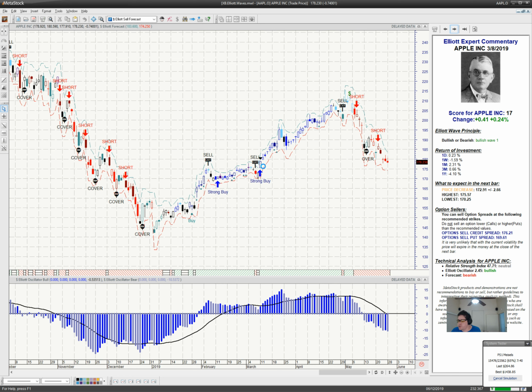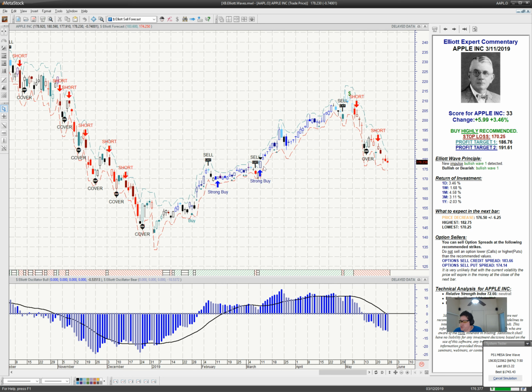On March 9th, we had an entry signal. Now this was a bullish wave. I believe it's a bullish wave 1 detected. And then here we go. The stop loss is $170.25, so it'll be around here. The stop loss was never hit, and the limit order 1 is $186.76, which you reached on March 20th.